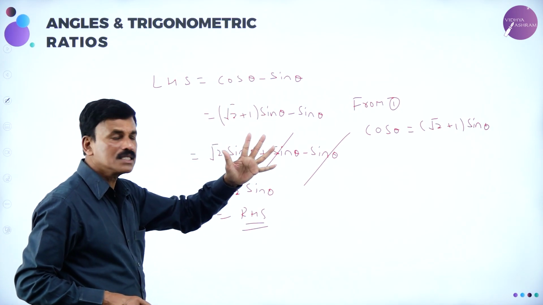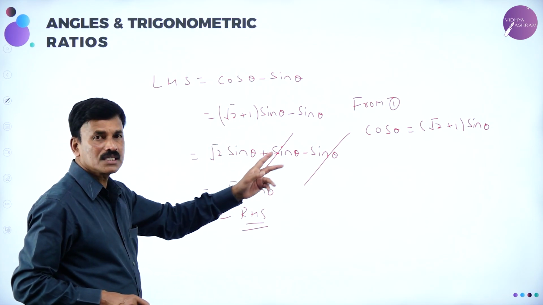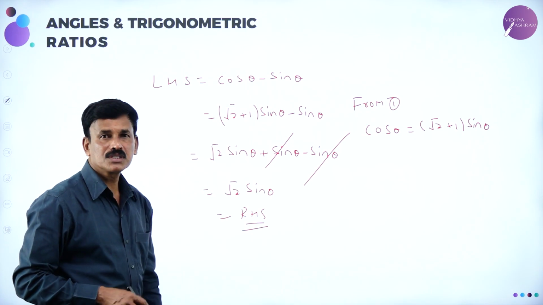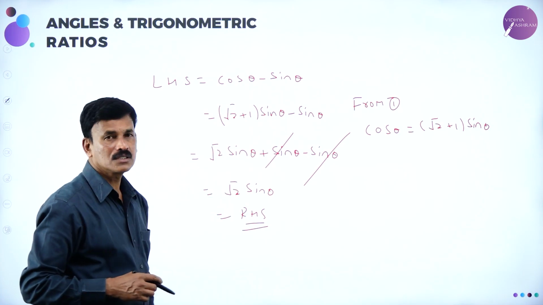This minus sin theta as it is. Now, multiply by sin theta. Root 2 sin theta plus 1 into sin theta is sin theta. Minus sin theta plus sin theta gets cancelled. Root 2 sin theta, which is the required RHS. What is RHS? Root 2 sin theta. That's it. Hope you followed.